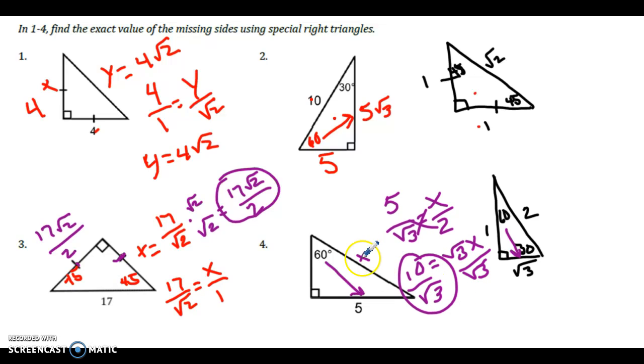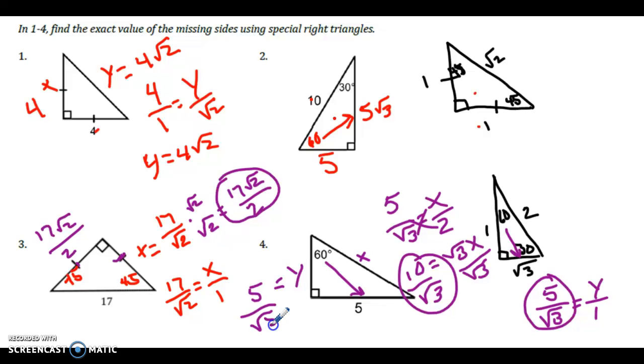Okay, so again, we end up with something that doesn't have a rationalized denominator. There's an irrational number there, so I'm going to leave you to rationalizing that, and I'm just going to take a look and try to find this side. So Y would be 5 is to radical 3 as Y is to 1. And so you just get 5 over radical 3, which I also want you to rationalize that denominator. Okay, so these two need to be rationalized before you turn this in tomorrow.